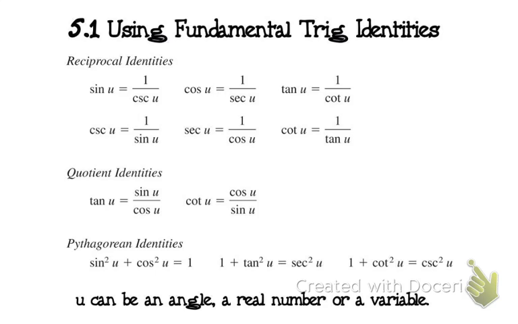The quotient identities are for division, so we know that tangent is equal to sine divided by cosine, and therefore cotangent is cosine divided by sine. The Pythagorean identities we actually proved in section 4.3, where they come from the Pythagorean theorem, but they can be used interchangeably, and you can rearrange any of these three to also have another Pythagorean identity. So these can be used in various formats.